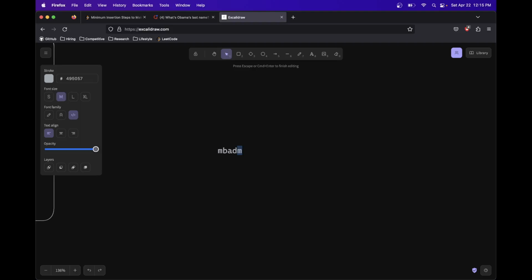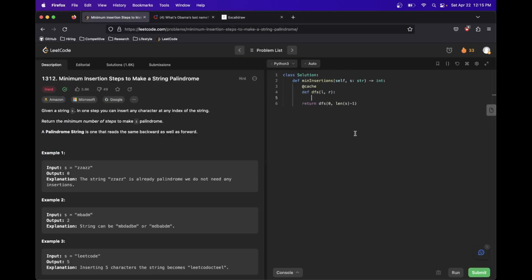there's never ever a situation where you wouldn't want to immediately say, well, really, we're making BAD the same thing. No matter if there's an M in here or whatever, we're never going to not just skip these two M's on either end, because this is just a simpler problem. So with that in mind, the first thing we can say is something like if S at L equals S at R, return DFS L plus 1, R minus 1.